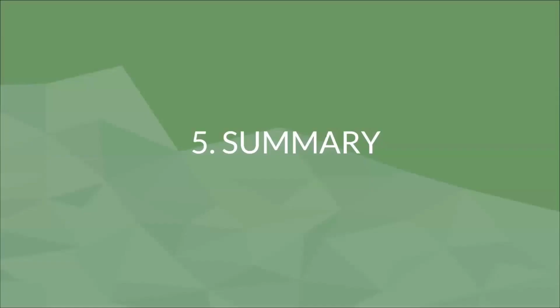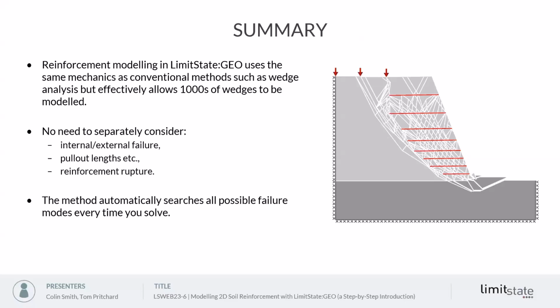Okay, so I think that pretty well wraps up. So just to summarize, hopefully you've seen that we can model reinforcement. We use the same mechanics as conventional methods, such as wedge analysis, but we can effectively model thousands of wedges. We don't need to separately consider internal, external failure, pull-out lengths, or reinforcement rupture. That's all inherently handled by the model, and the method automatically searches all possible failure modes every time you solve.